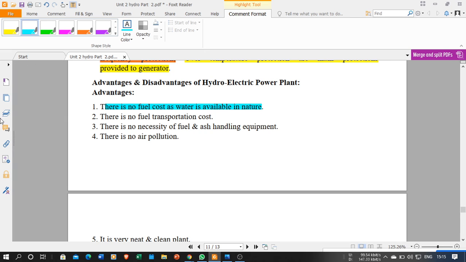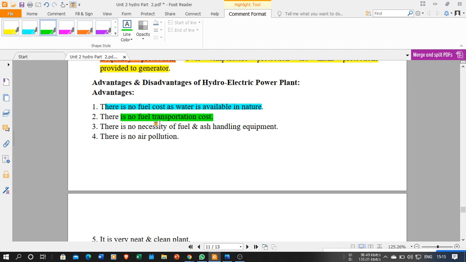There is no fuel transportation cost. In a thermal power plant, I need to transport coal from one location to another, so the transportation cost will increase. In a nuclear power plant, I need to carry nuclear fuels such as radioactive elements from the nuclear mines to the nuclear generating station, so there is a cost. In case of diesel, I need to carry the diesel from one location to another. But in a hydroelectric power plant, I have stored the water at the same location where my plant is located, so my cost will be less.